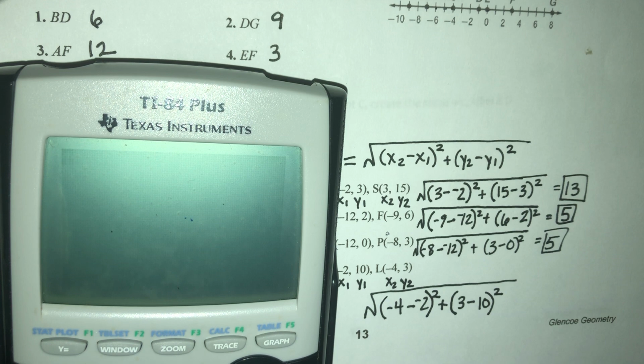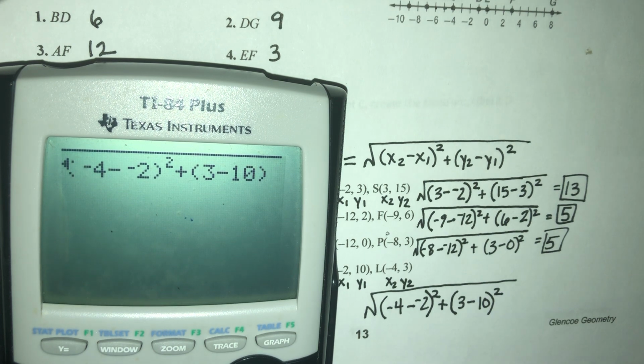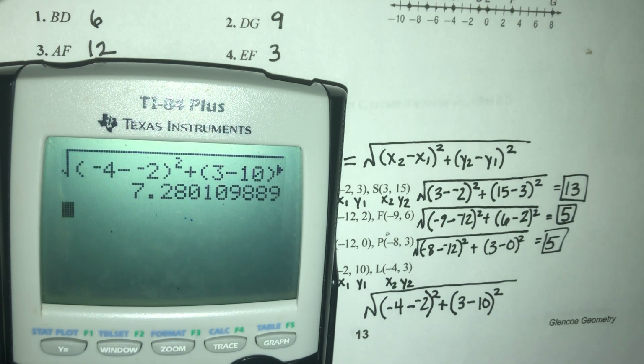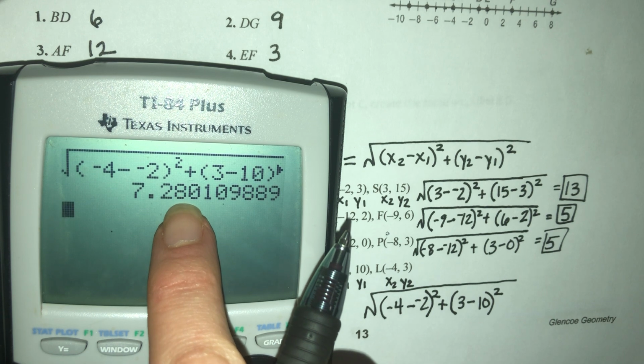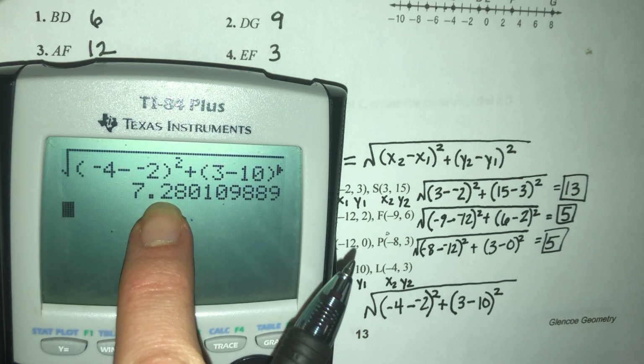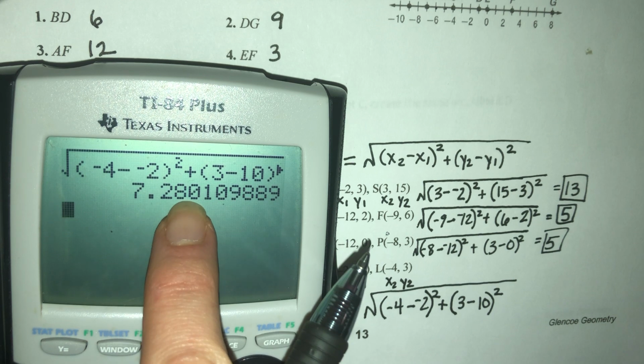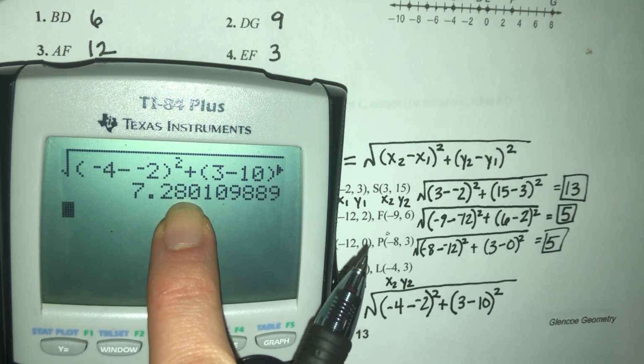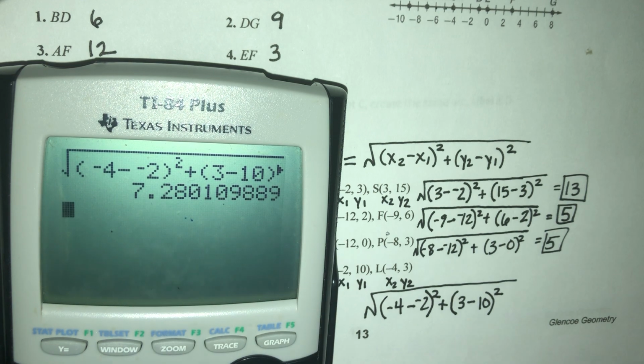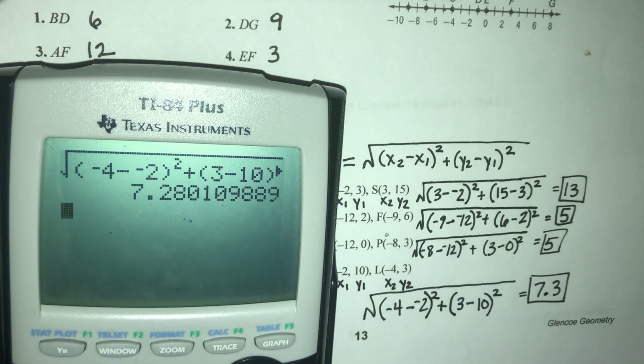So second and the square root button, parentheses, negative 4 minus negative 2, close parentheses, squared, plus new parentheses, 3 minus 10, close parentheses, squared, and this is equal to 7.28. I said round to the 10th place, one number after the decimal. It's a 2, but the number following it is 5 or greater. 8 is greater than 5, so it's going to round up to a 3. So the answer would be 7.3.